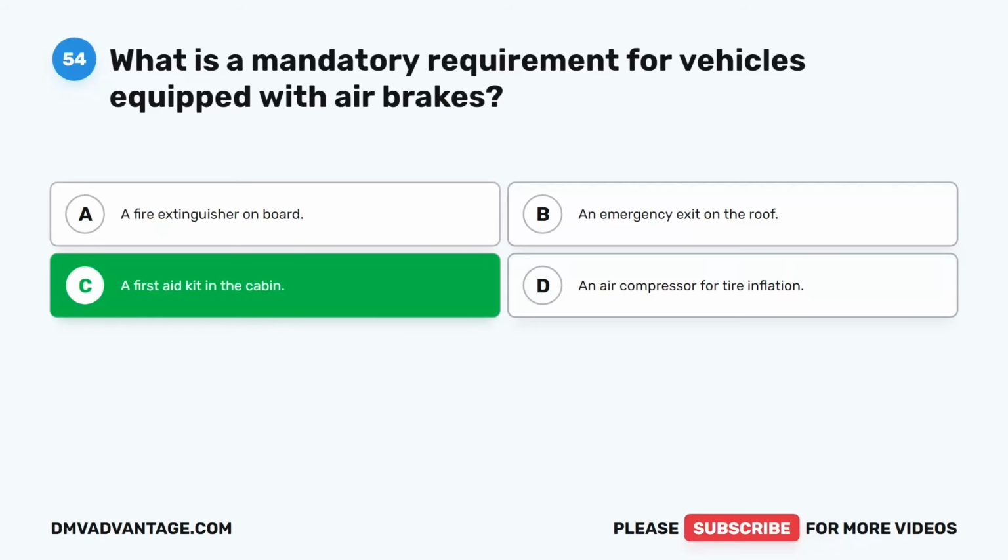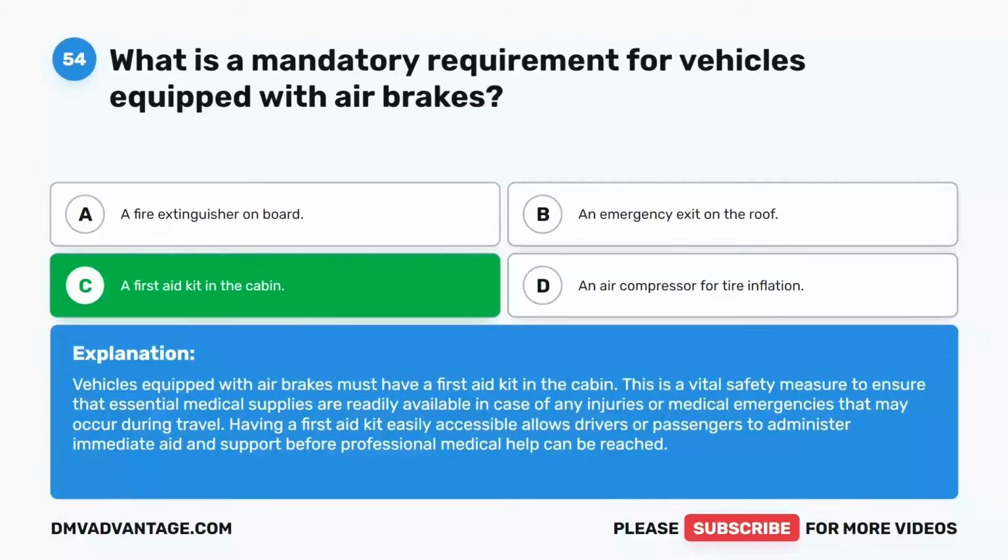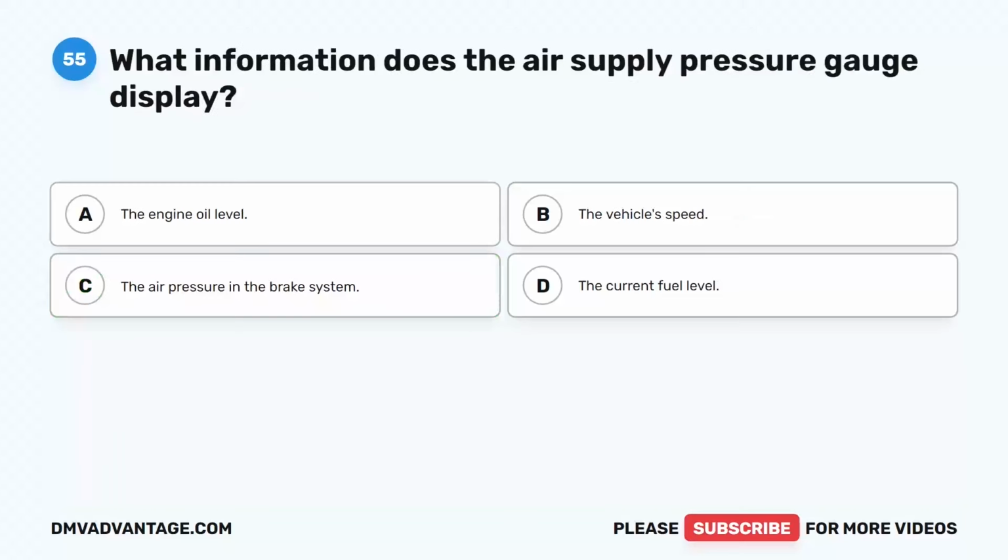A first aid kit in the cabin. Vehicles equipped with air brakes must have a first aid kit in the cabin. This is a vital safety measure to ensure that essential medical supplies are readily available in case of any injuries or medical emergencies that may occur during travel. Having a first aid kit easily accessible allows drivers or passengers to administer immediate aid and support before professional medical help can be reached.